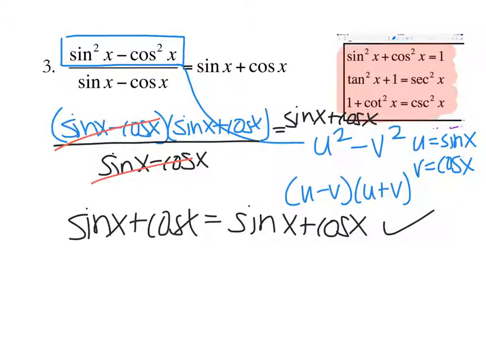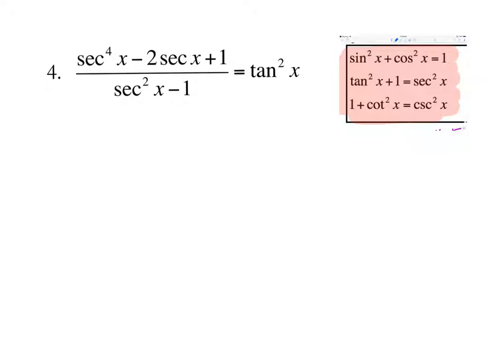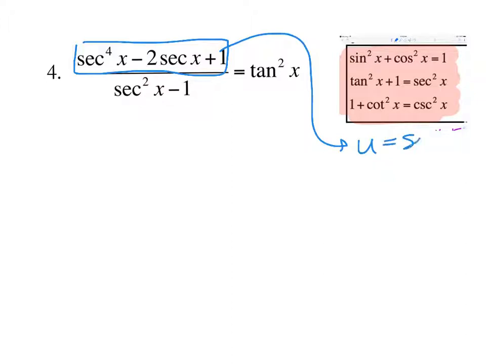Alright, let's look at the next one. Alright, this is number 4. This one I would definitely recommend we factor out the top here. We're going to use the u method to factor out the top. So it's going to be u is equal to, that's going to be the middle term, secant x. So it's going to be u squared.